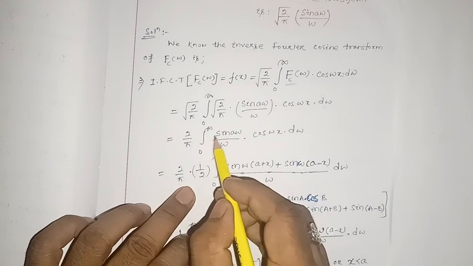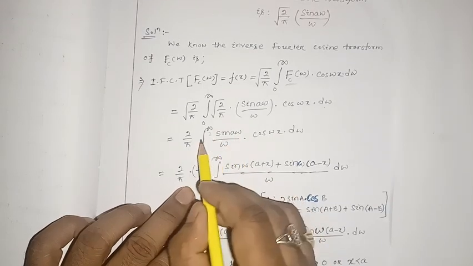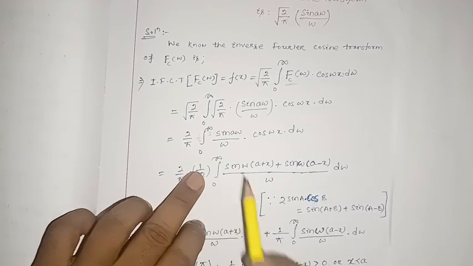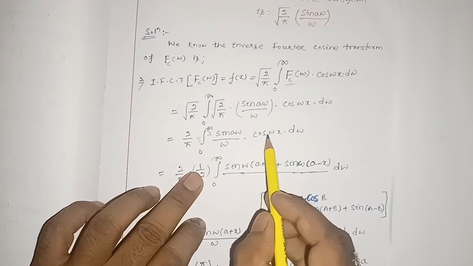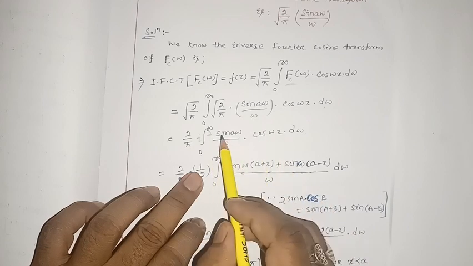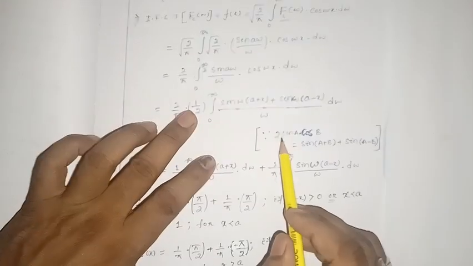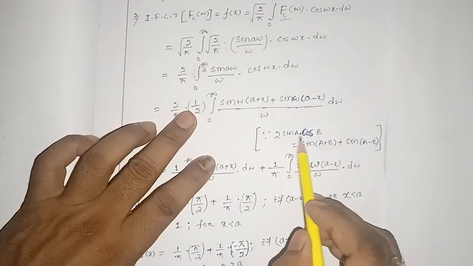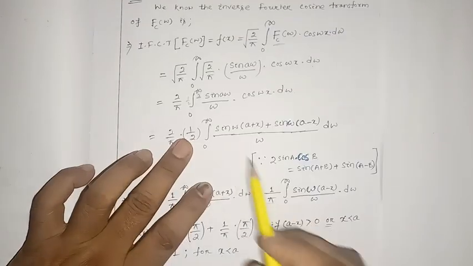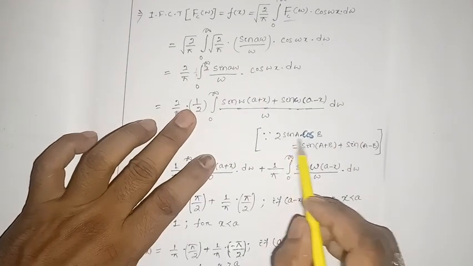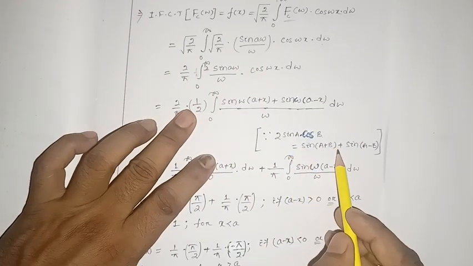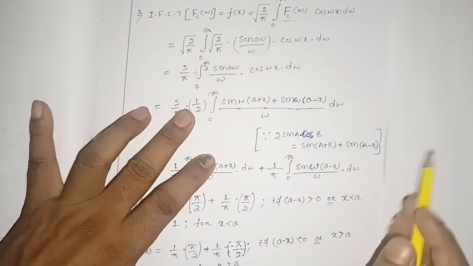Here I multiplied by 2 and divided by 2, so we have 1 by 2, and then the term 2 sine(a omega) cos(omega x). That means it is in the form 2 sin A cos B. Here you can see sine(a omega) and omega x, so it is in the form of 2 sin A cos B. The formula for 2 sin A cos B is nothing but sin(A plus B) plus sin(A minus B). So the same thing you have to write.